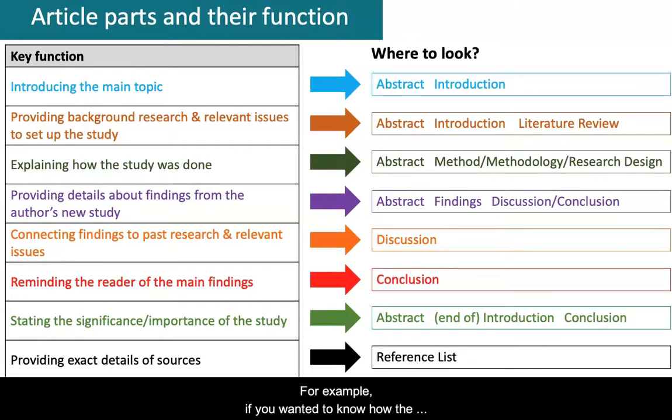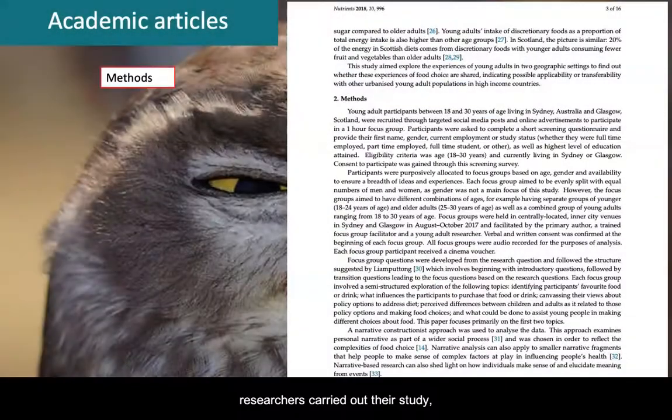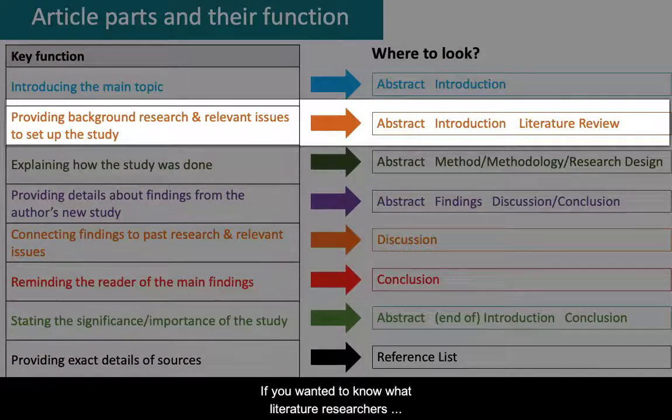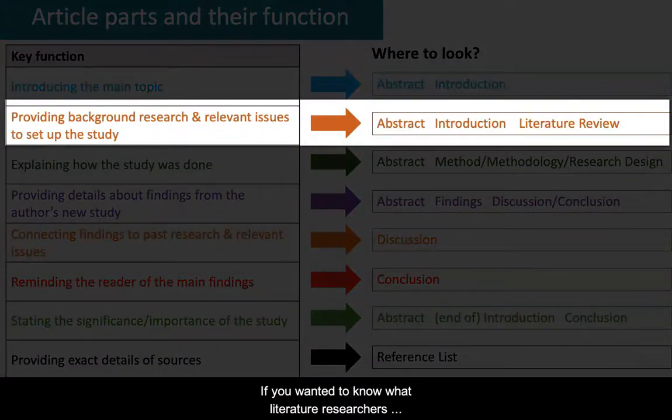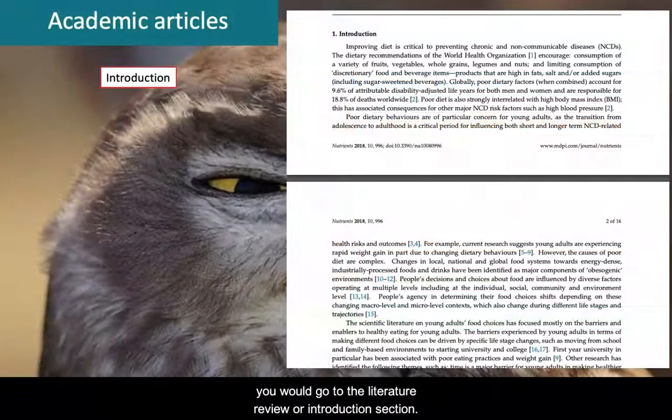For example, if you wanted to know how the researchers carried out their study, you would go to the methods section. If you wanted to know what literature researchers consulted for background research, you would go to the literature review or introduction section.